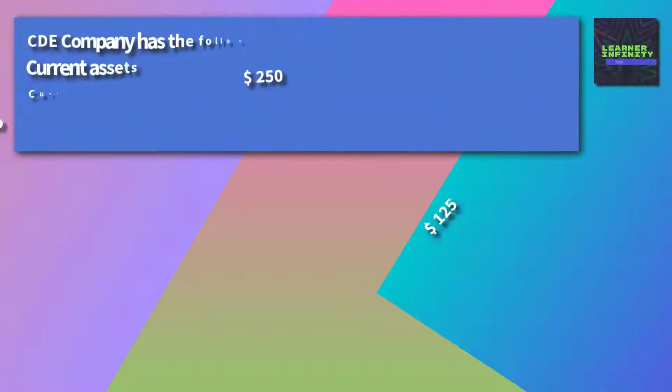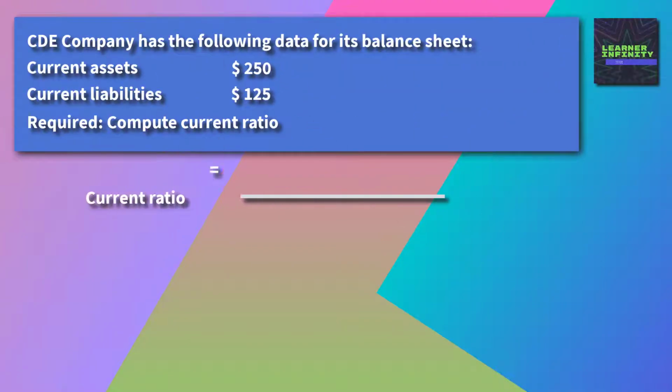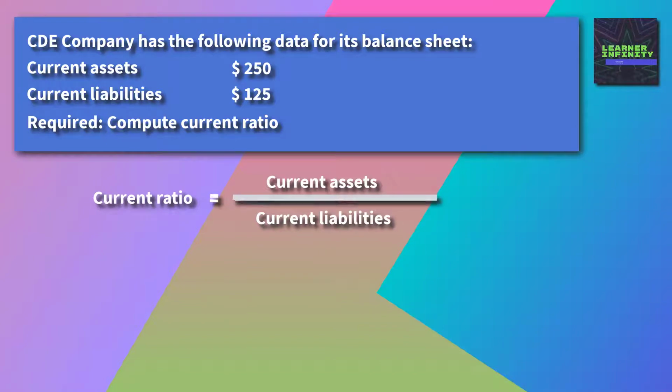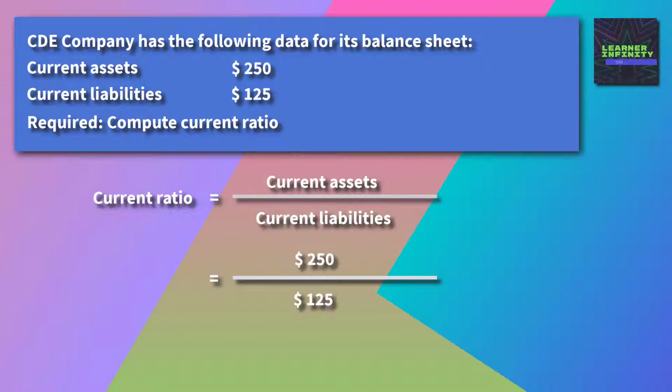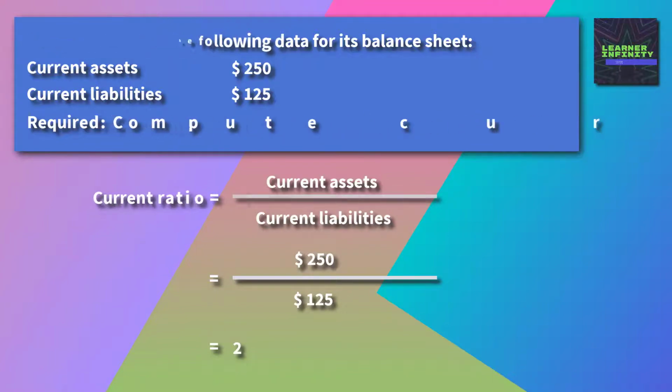This exam asks you to compute current ratio, applying the formula of current ratio and using the given data on current assets of $250 and current liabilities of $125, we will get current ratio of 2. However, this is the simplest form of problem about financial ratios that you will encounter in an exam.